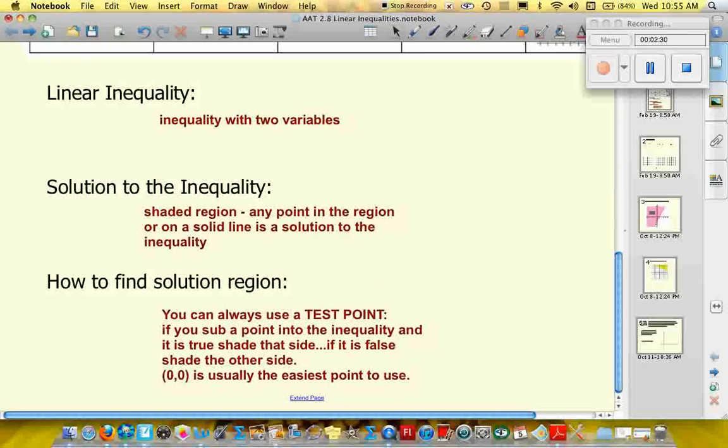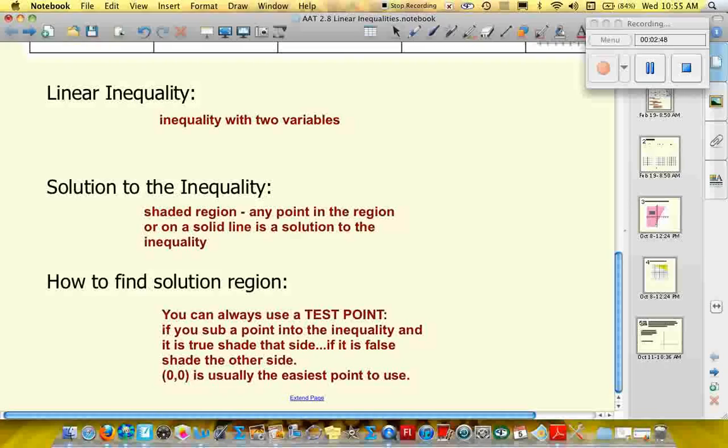The solution then is the shaded region, so it's made up of all points that are in the shaded region. Or if it's a solid line, then the points on the line are also solutions. Okay? We can always find the solution region by using a test point. Okay? And I will show that in a second.